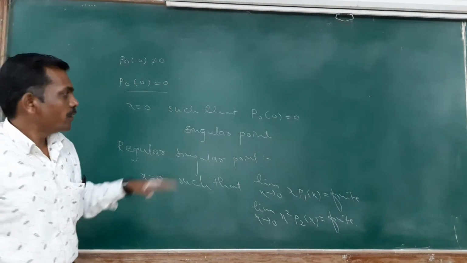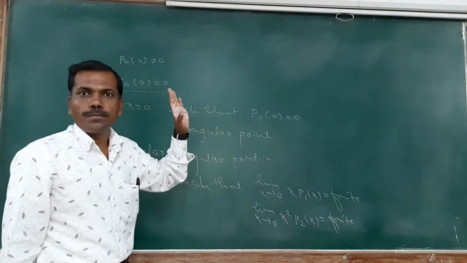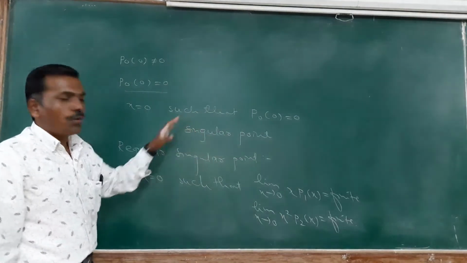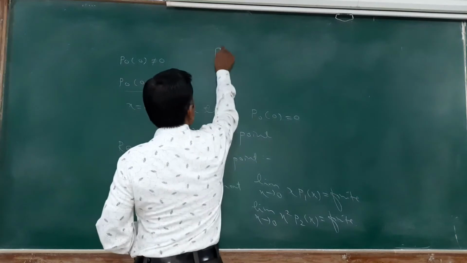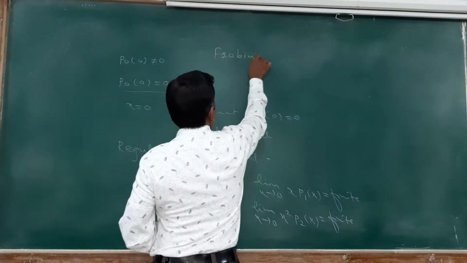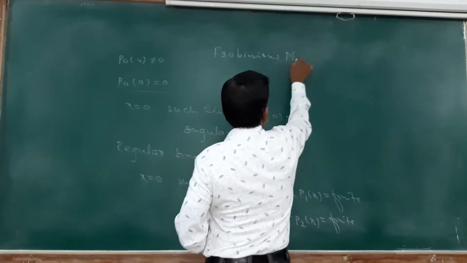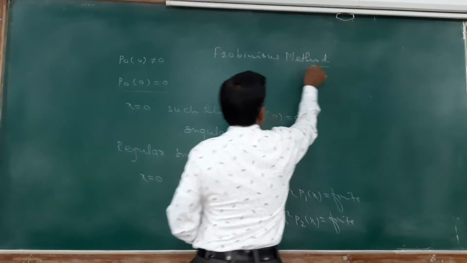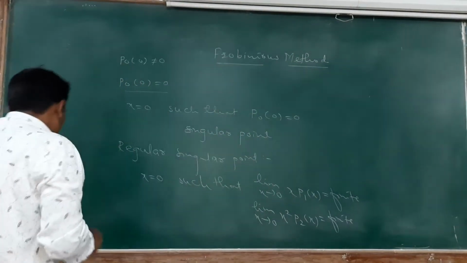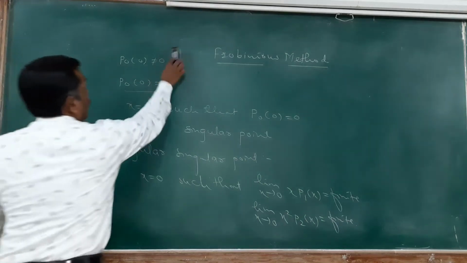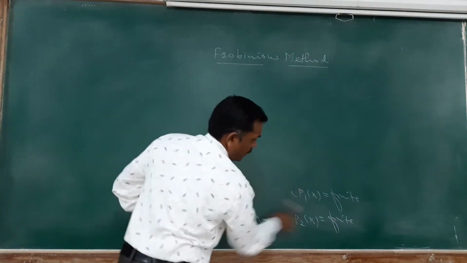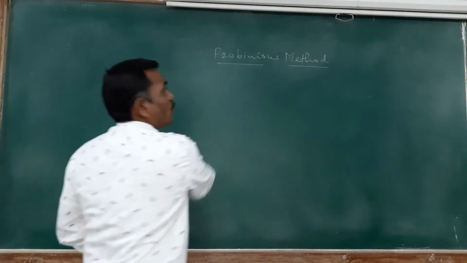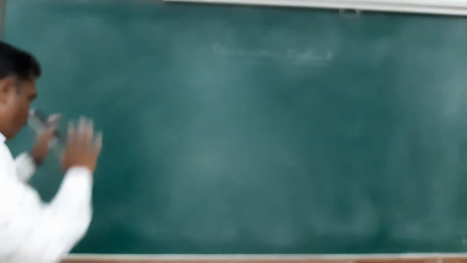In our curriculum, we just call it a singular point, because anyhow we are going to use only the Frobenius method. Now, what is the Frobenius method? The Frobenius method is used for finding the series solution of a linear differential equation with variable coefficients at a singular point.